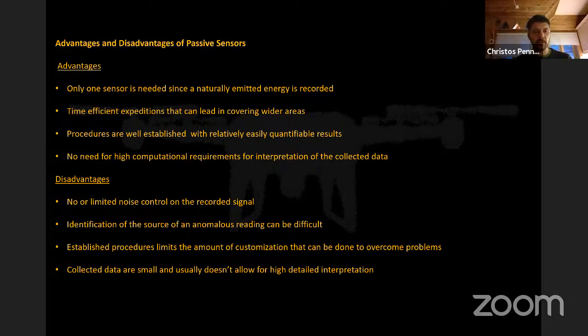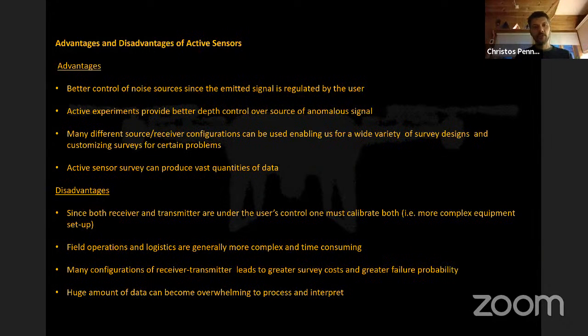And the established procedures, although an advantage, sometimes limit the amount of customization that can be done to overcome some problems that we may face during our data collection. And collected data are small and usually don't allow for highly detailed interpretation. So there are limitations and advantages to using passive sensors, and one should take this into consideration.